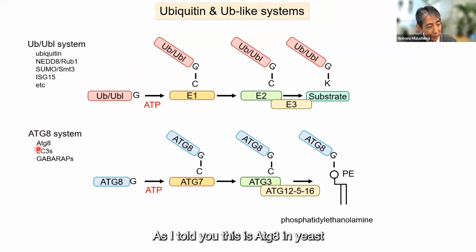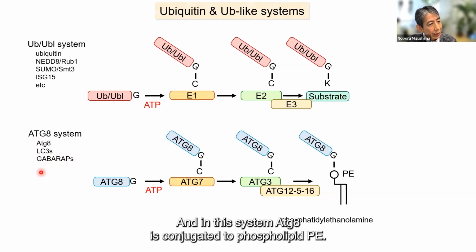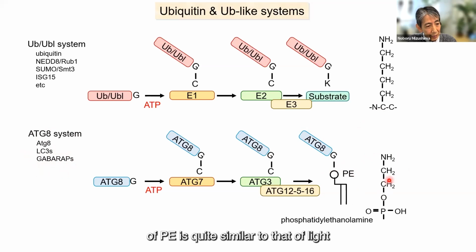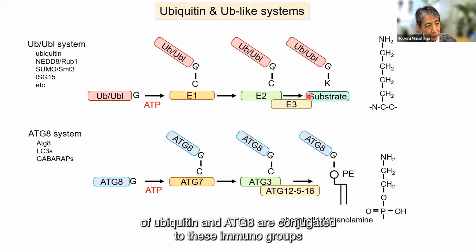This is ATG8 in yeast and LC3 or GABARAPs in mammalian cells. And in this system, ATG8 is conjugated to the phospholipid PE. It occurs because the structure of the head group of PE is quite similar to that of the lysine side chain. The C-terminal glycine of ubiquitin and ATG8 are conjugated to these amino groups.